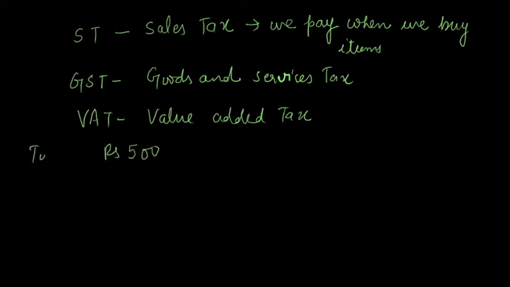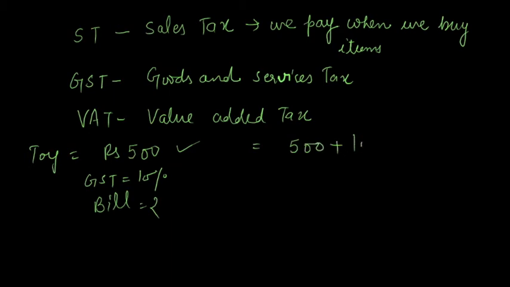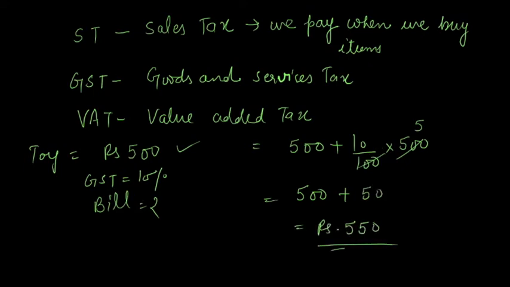Okay, again I am taking suppose a toy of 500 rupees and there is a GST of 10% on this. What will be the bill you will be paying? Though the selling price is 500, but there is a goods and services tax of 10% on it. So basically what you will be paying? 500 plus 10% of 500, right? So this will be 500 plus 50, which is 550 rupees. It means ultimately you have to pay rupees 550.